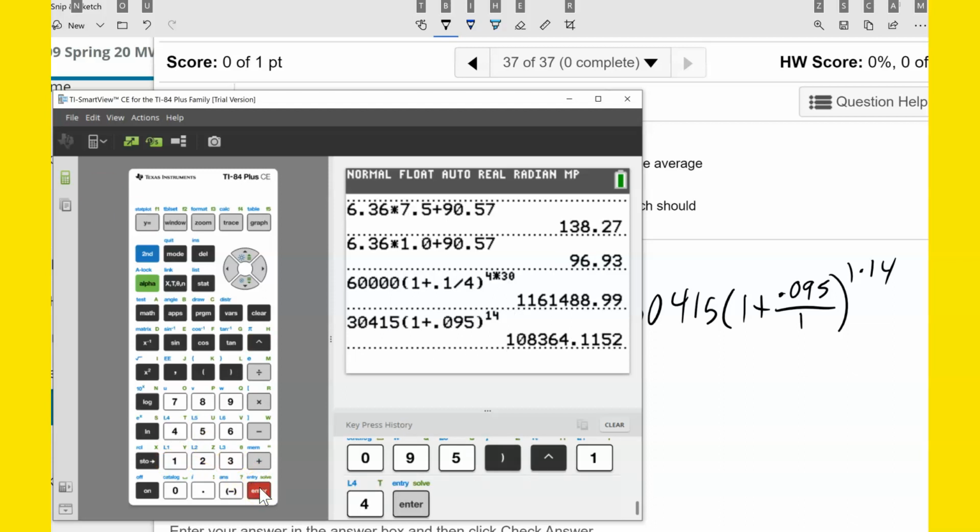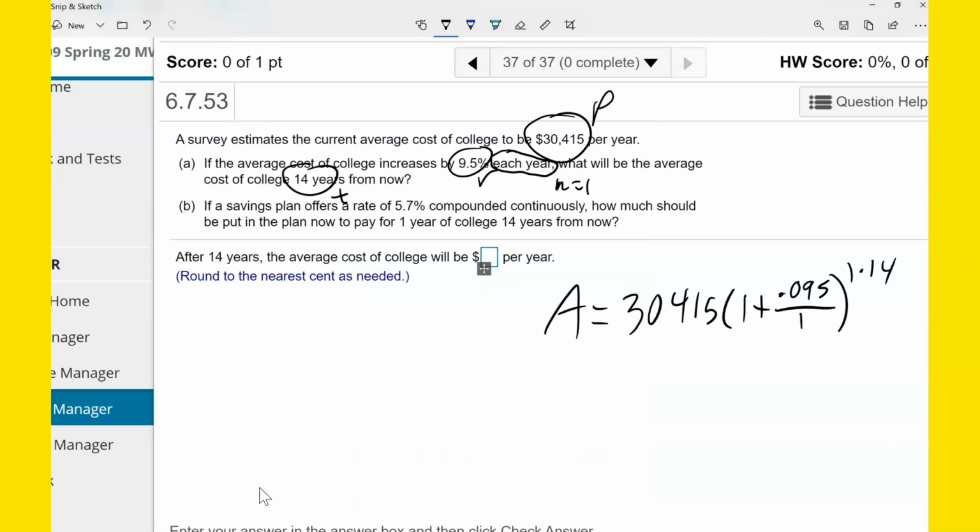And that gives me 108,364. That means 14 years from now, if college continues to grow, if the rate stays the same for the growth of how much college is increasing per year, then in 14 years, college will cost about $108,364. That's a lot.